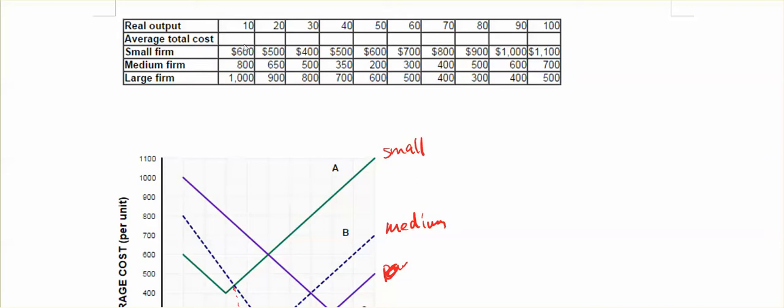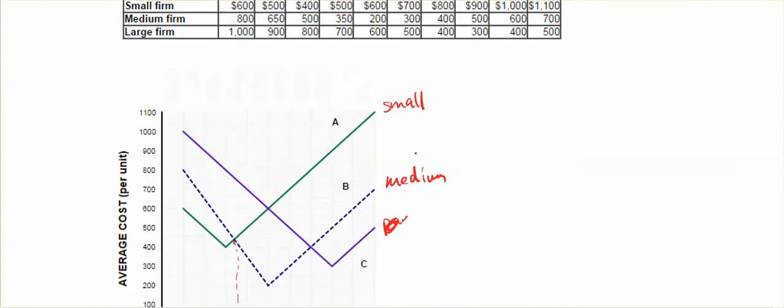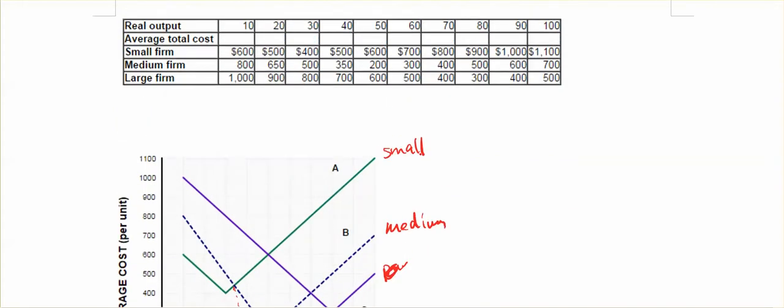The first is the small firm. When we have 10 output, the small firm's average cost is 600. A medium firm is 800. A large firm will cost $1,000. So we have the data, but we can also convert the data to our average total cost curve. I've already done the conversion for you. You will find the green line here is the small plant, the dash line is for the medium plant, and the purple line is for the large plant.